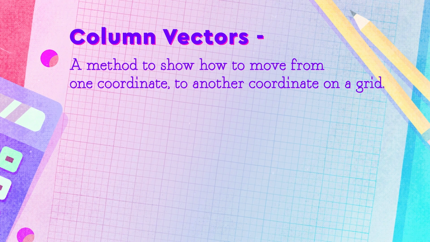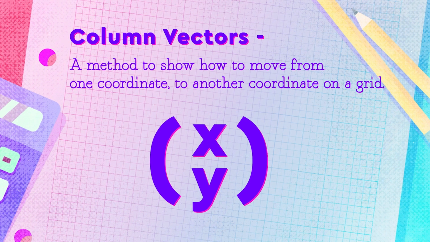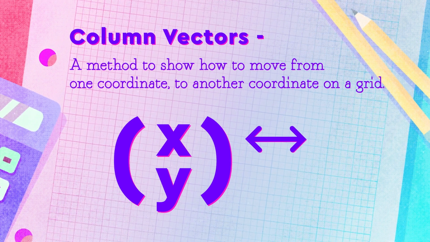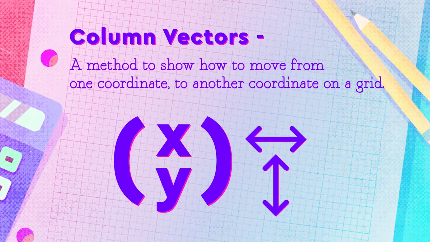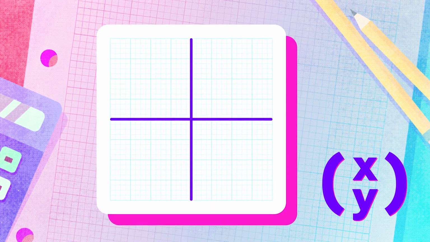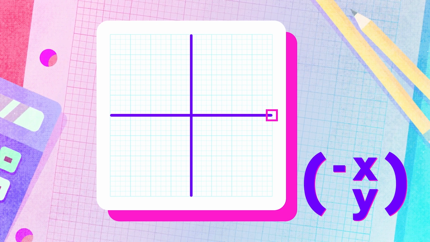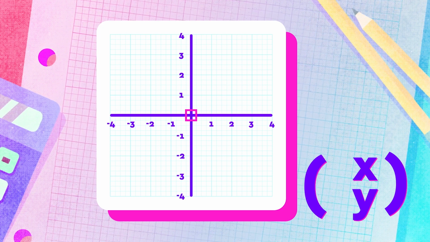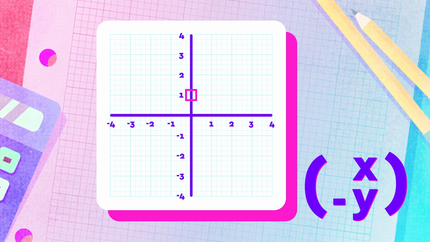A column vector is a method to show how to move on a grid from one coordinate to another coordinate. It's written as two numbers within brackets, one above the other. The number on the top represents the horizontal movement or movement in the x direction, and the number at the bottom represents the vertical movement or the y-axis direction. When the top number is a positive number, we move to the right, and when it's a negative number, we move to the left. This is similar to how graphs normally work, with the positive values on the right and the negative values on the left. In a similar way, when the bottom number is positive, we move up, and when it's negative, we move down.